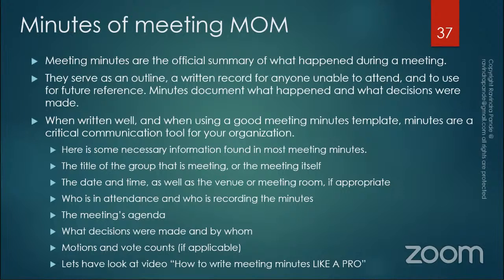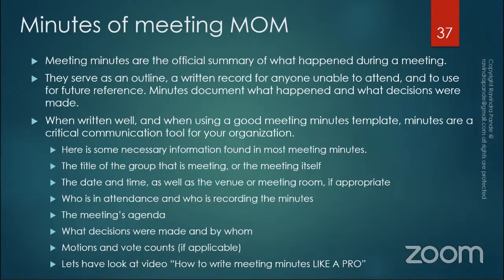Here is some necessary information found in most minutes. The title of the group or the meeting itself. So the title of the meeting, the date and time, as well as the venue of the meeting room if appropriate. Nowadays we might have a Google Meet or Zoom meeting and we mention it. We might mention the time zones like EST, CST, PST. We might mention all three times together as well. Who is in attendance, and who is recording the minutes, the scribe. He is normally the owner of the minutes of meeting document.